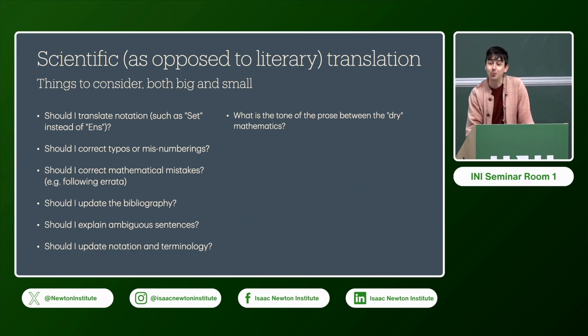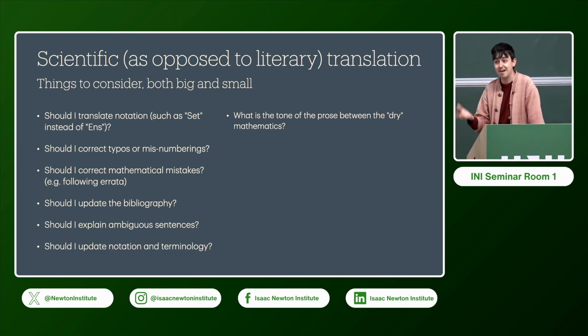A big one, which you'll find very much in letters, is that it's not true that maths is just a sequence of series and symbols on a page. Actually, it turns out that there are usually words in the paper as well, and those words were written by a person, and that person had a character. So it's quite interesting to decide how you're going to translate the prose between these sorts of things. How much are you going to try to do a literary translation?